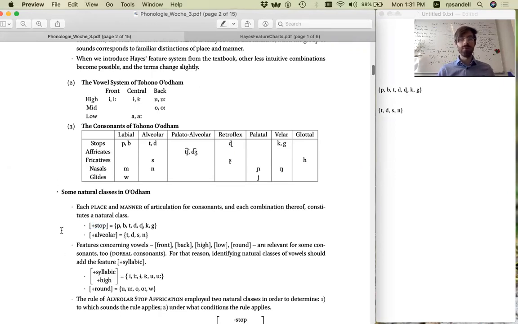When we come to vowels, let's turn now to the vowel system under 2. There are features like front, back, high and low, and also round.